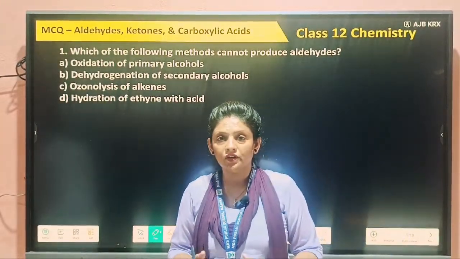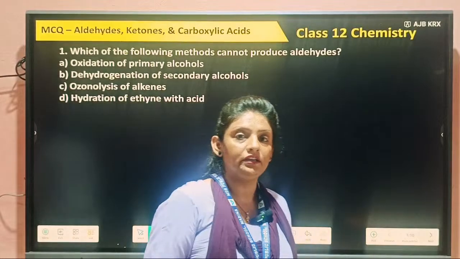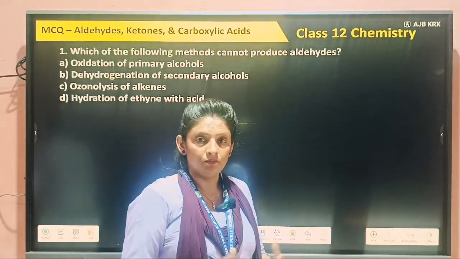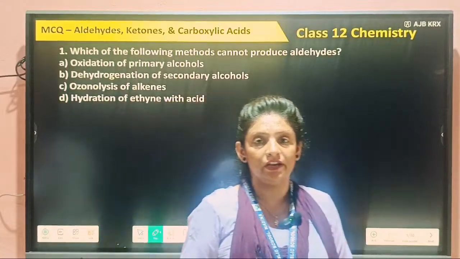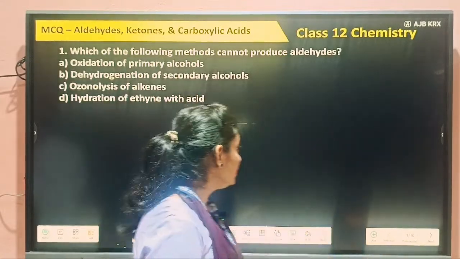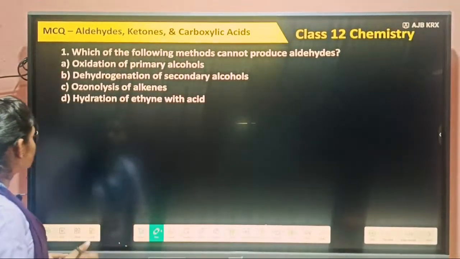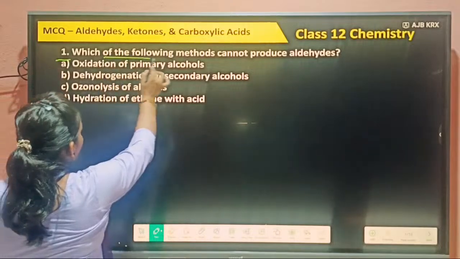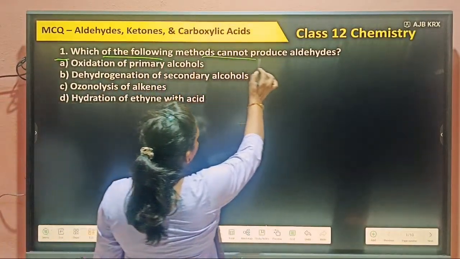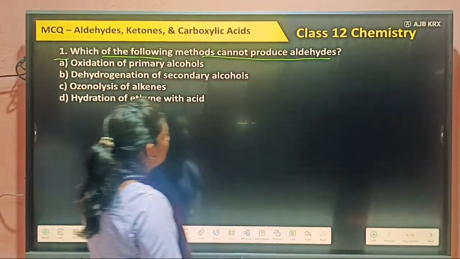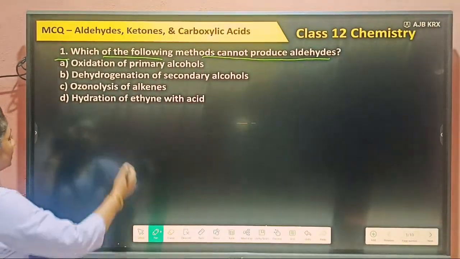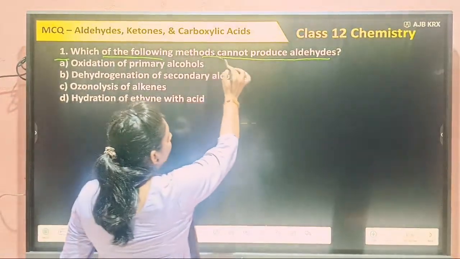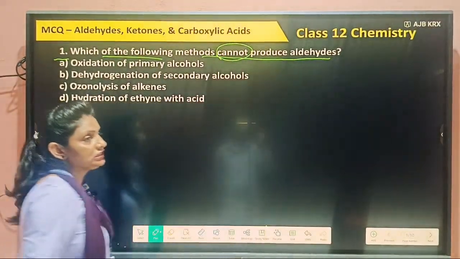So students, we have done the methods of preparation of aldehyde and ketone. Today we will do some questions related to the preparation methods of aldehyde and ketone. Students, see question number one. Which of the following methods cannot produce aldehyde? Some methods are given, and we will see which one cannot produce aldehyde.